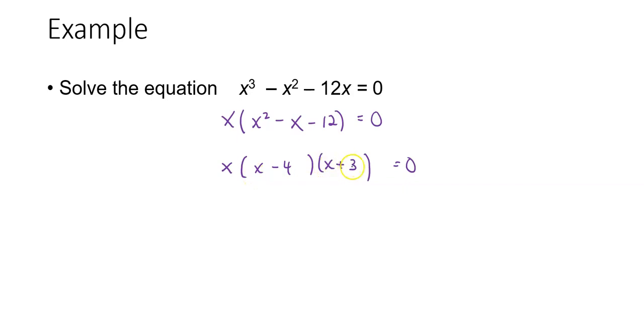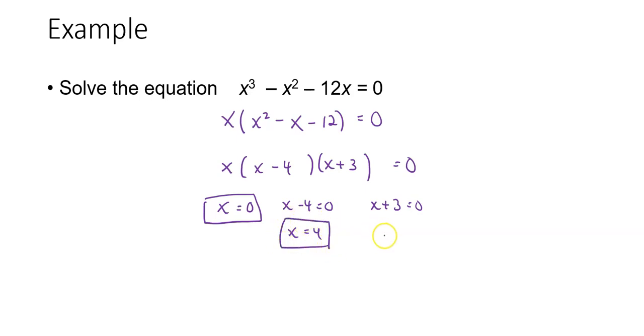Foil it back and see if it works. You get x squared plus 3x minus 4x is negative x. Negative 4 times 3 is negative 12. So set each of these terms equal to 0. X equals 0. X minus 4 is 0. X plus 3 is 0. Right away, there's one of my answers. Add a 4 to both sides. There's my second answer. Subtract a 3 from both sides.